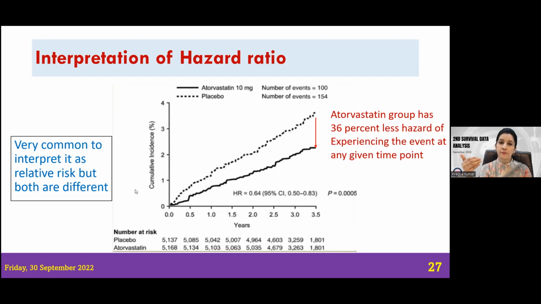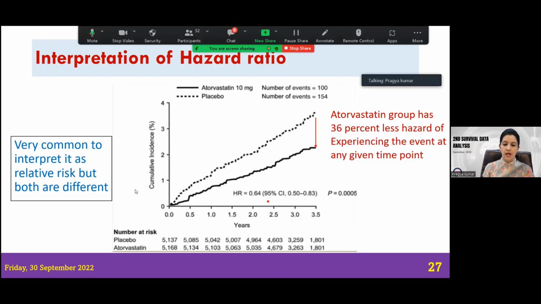If you want to express it as a percentage, then that formula of 100 times the bracket HR minus 1 comes into play. If you don't want to use that formula and want to go by the simple ratio, which is 0.64 here, I may say that the hazard is 0.64 times in the treatment group as compared to the control group or the placebo group. Is it okay?